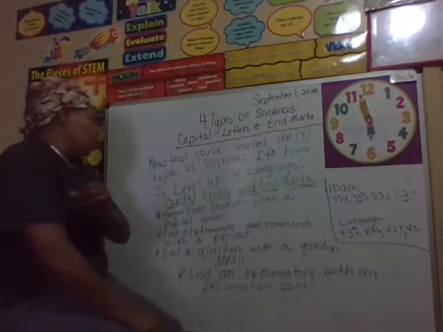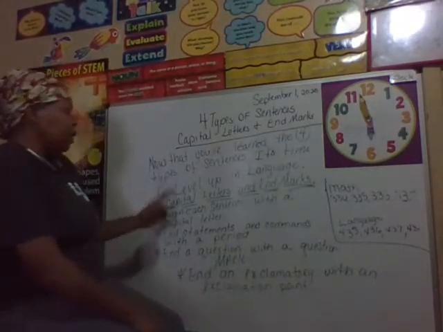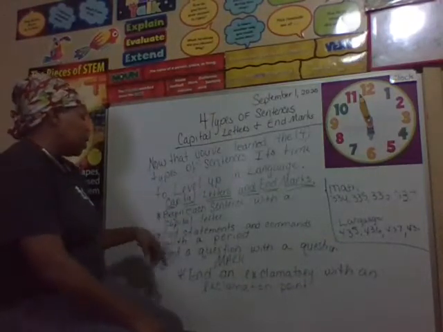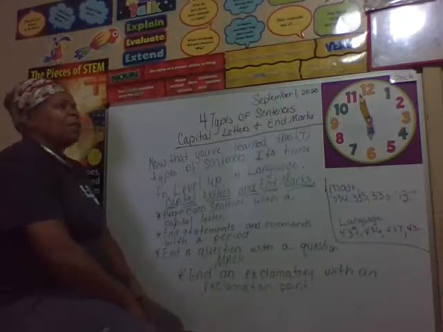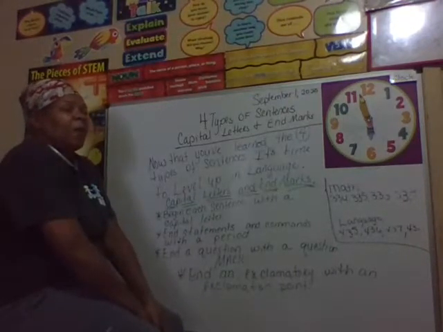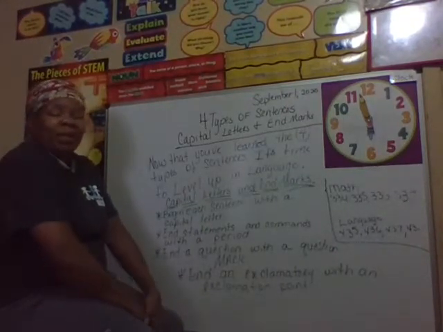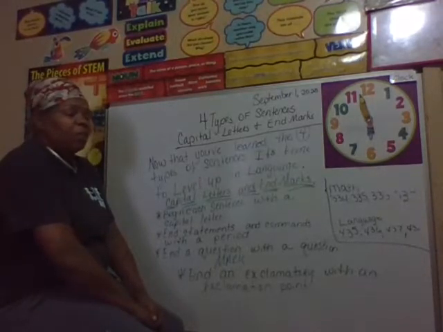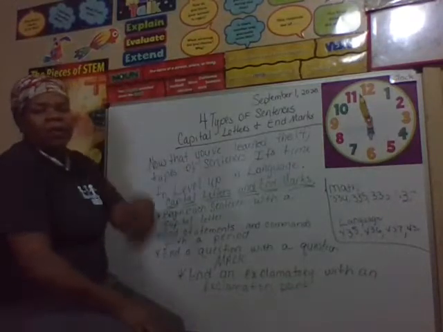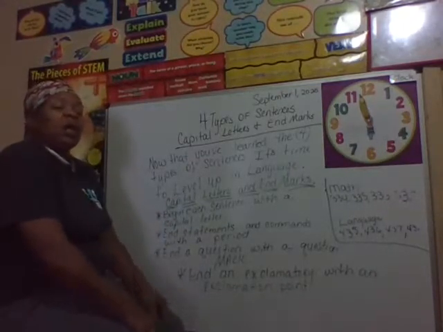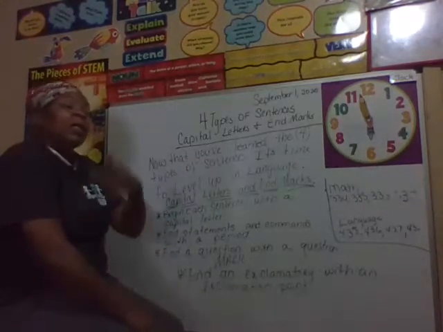Now, the number 1 rule for capital letters and end marks is to begin each sentence with a capital letter. So if I have a sentence, say, Itsy Bitsy Spider-Man, am I going to put an end mark at the end of it? Itsy Bitsy Spider-Man? Did they get an end mark? No, because that's not a sentence. That's one of those things that we call dependent clauses, because it lacks something.